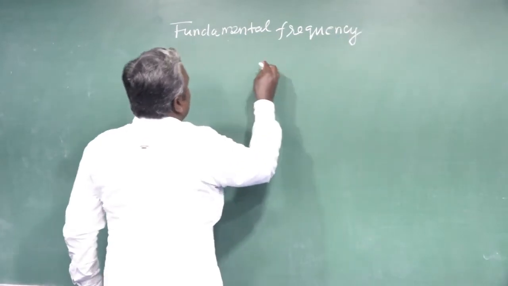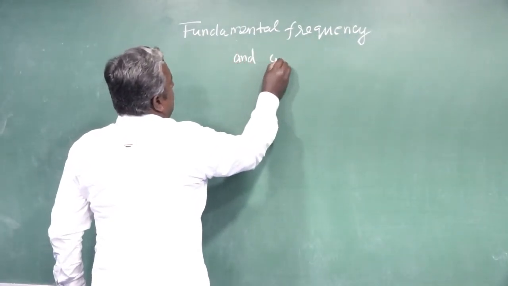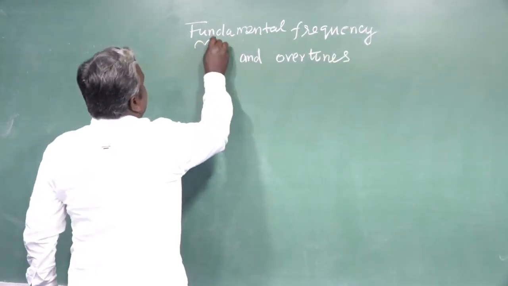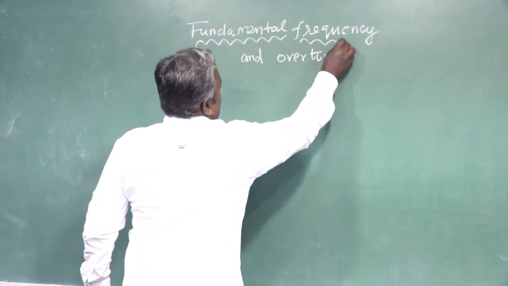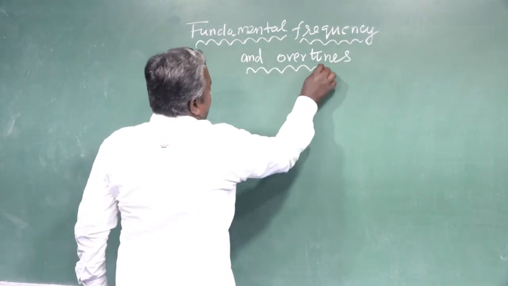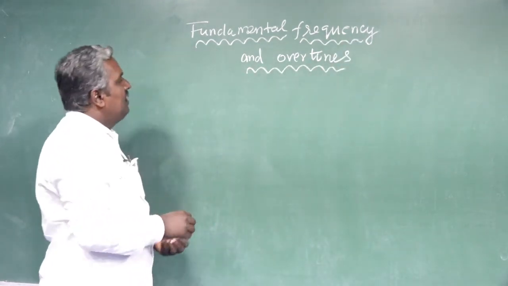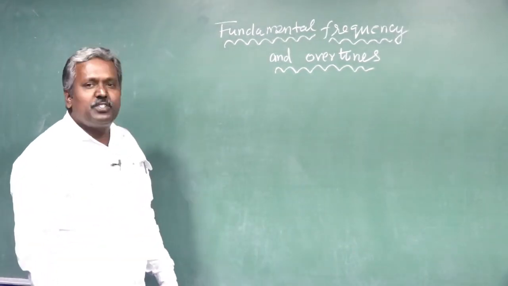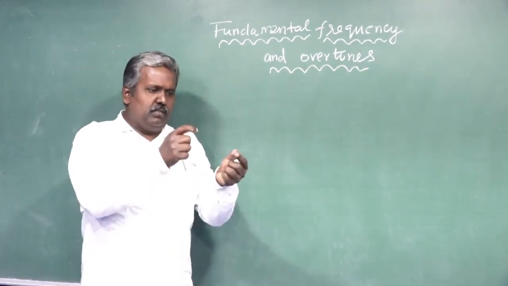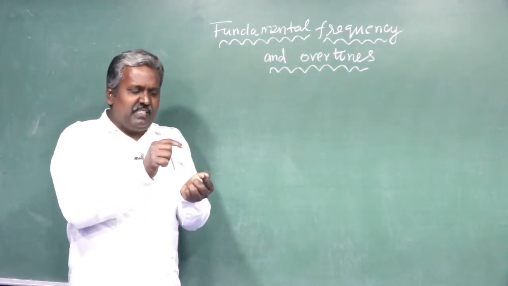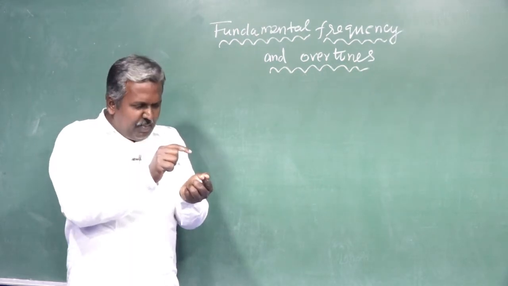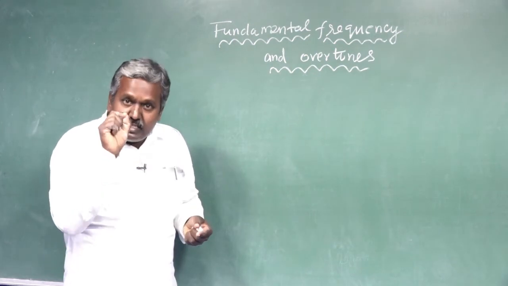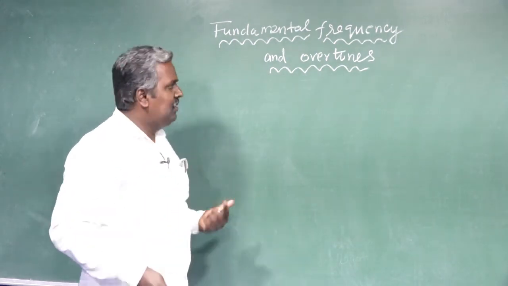Fundamental frequency and overtones. Already we have discussed standing waves, no? How do you produce standing waves? Just by flicking the string, that means at the center of the string. For example, in a guitar, you can produce standing waves. Am I correct?